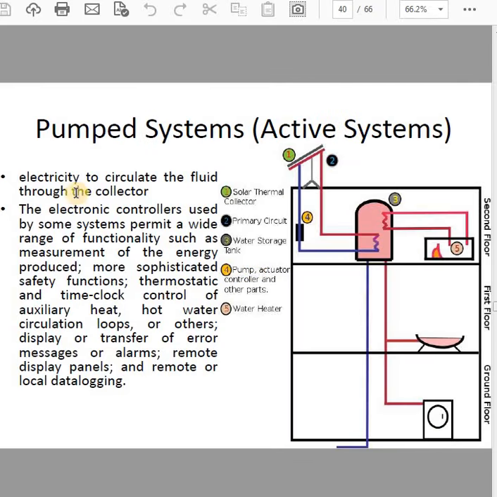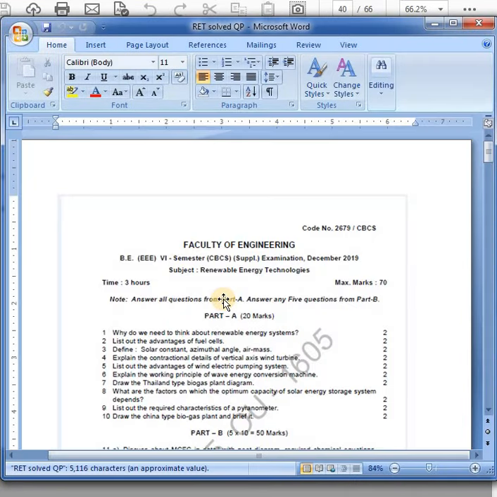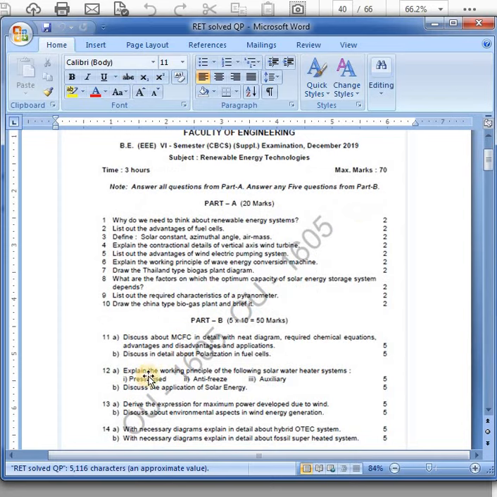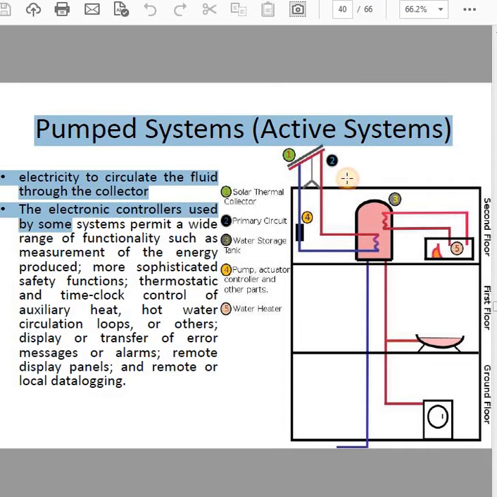Okay, here, pumped system and auxiliary system. This is a kind of collector which is being utilized. There are three types of collectors actually. You have the pressurized type, the active type, and the pumped system type. So in the pumped, active system, what are the different collectors being utilized?